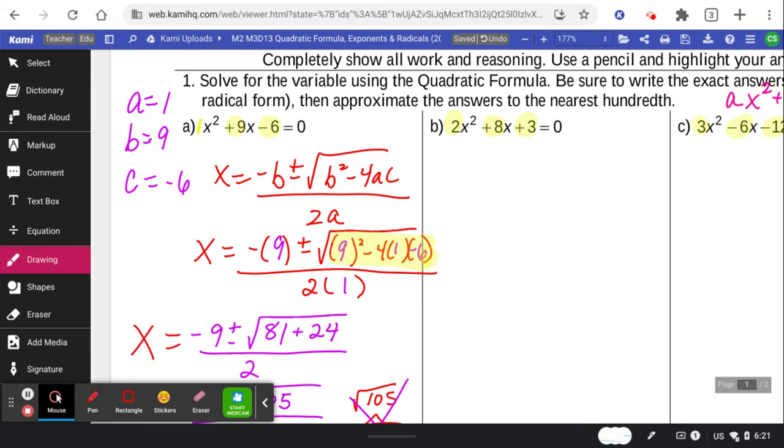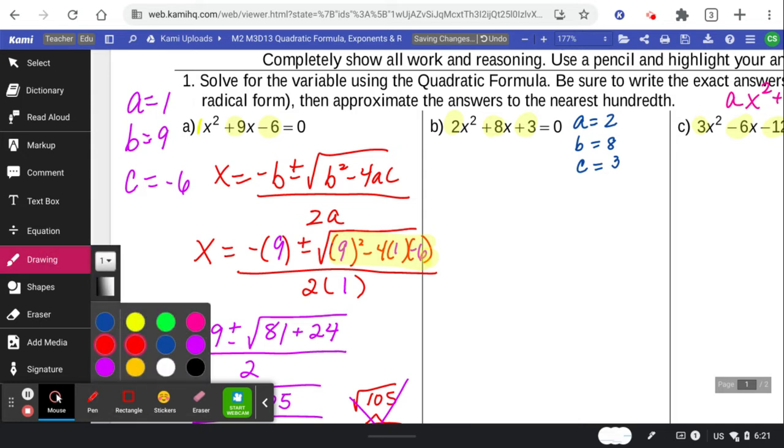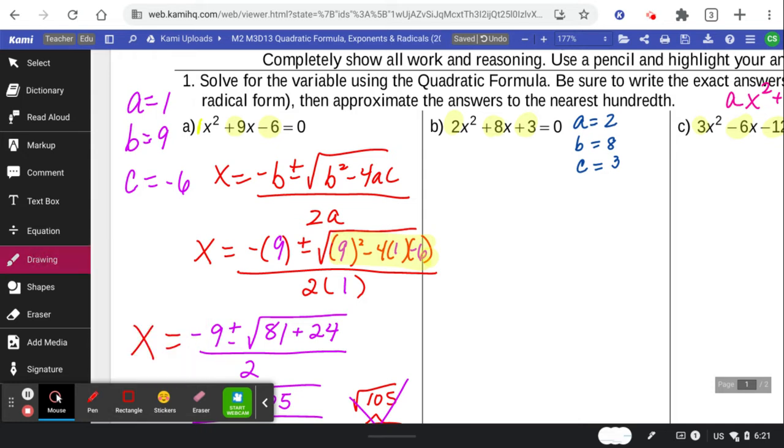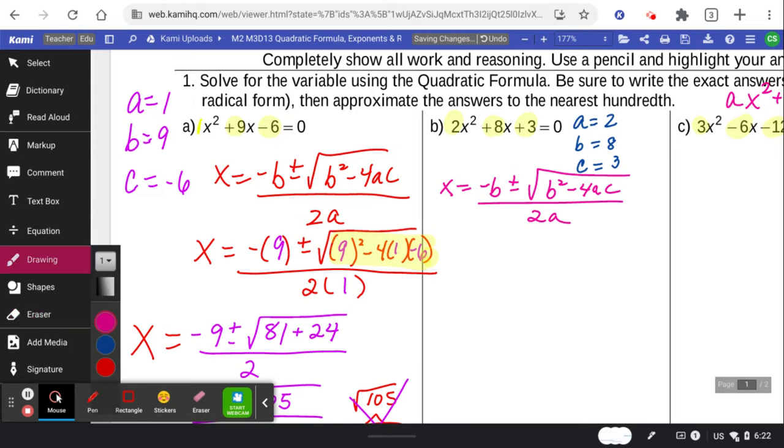Okay, let's see how you did. Did you get that A is 2, B is 8, and C is 3? x equals negative b plus or minus the square root of b squared minus 4ac, all over 2a. Okay, I know some of you are muting me. I accept it.